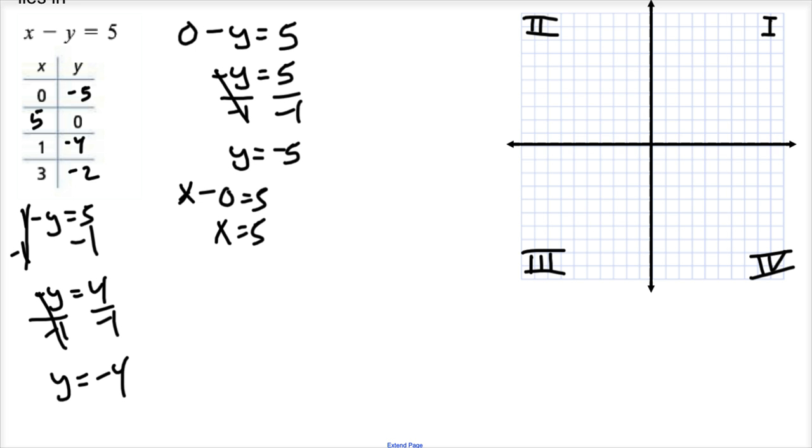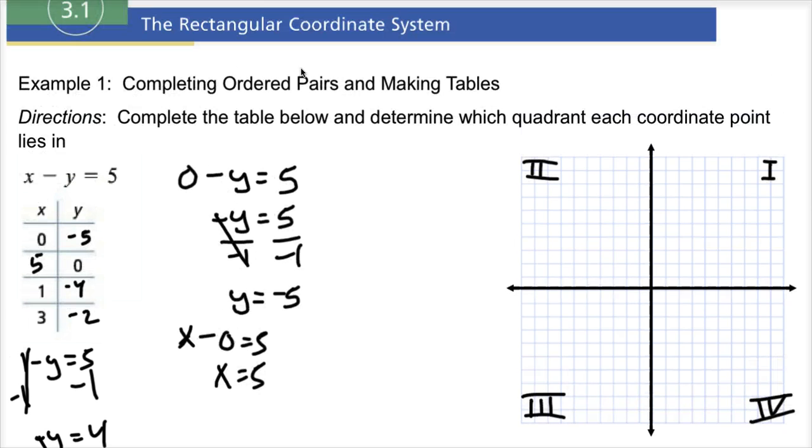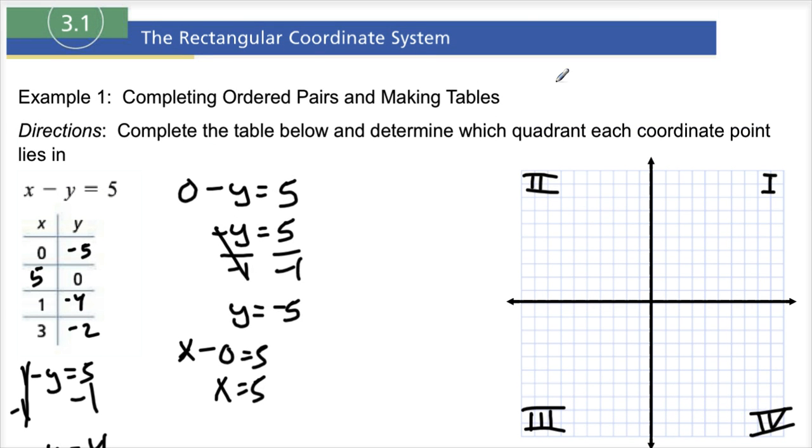Okay, so the first part of this problem said to complete the table, which we just did, and determine which quadrant each coordinate point is in. So check this out right here now. This right here is a coordinate point, and this coordinate point is related to the point 0, -5. The way that coordinate points are written is the first value is the x, and the second value is the y.